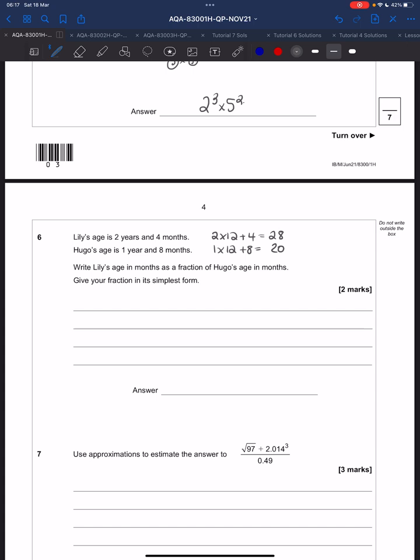Lily's age as a fraction of Hugo's age. Right, so it's 28 out of 20. And we cancel it down, top and bottom divide by 4, so it's 7/5, which is 1 2/5. So Lily is 1 2/5, 1.4 times Hugo.